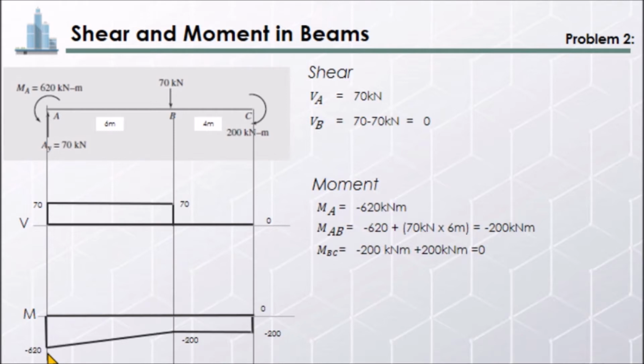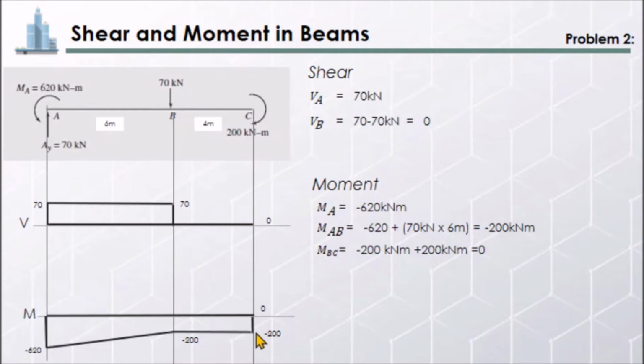So, from here, pwede na tayo mag-compute ng area na to. So, we have 70 multiplied by 6. So, we have negative 620 plus 70 times 6 meters. So, plus siya dito kasi nasa taas siya, diba? Positive yun nasa taas, negative yun nasa ibaba. So, that will give us negative 200 kilonewton meter. So, mula dito sa point B to C, meron pa ba tayong shear? Wala na. So, horizontal lang yan, class.